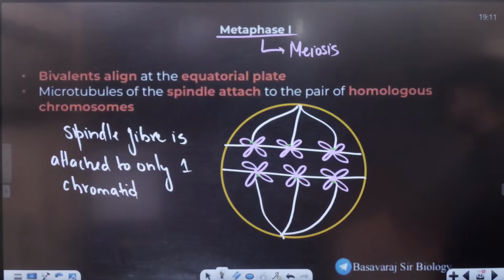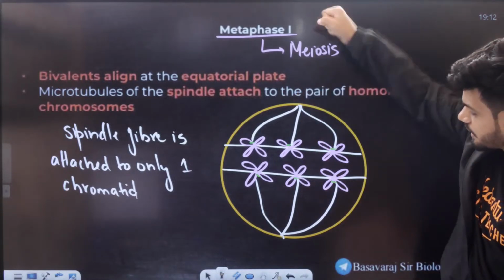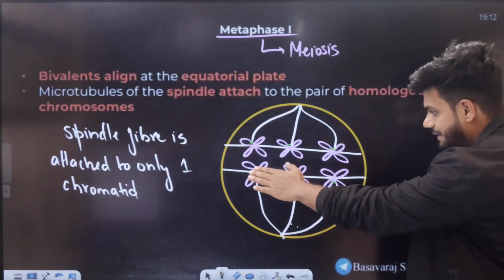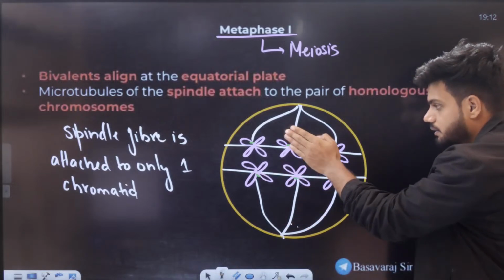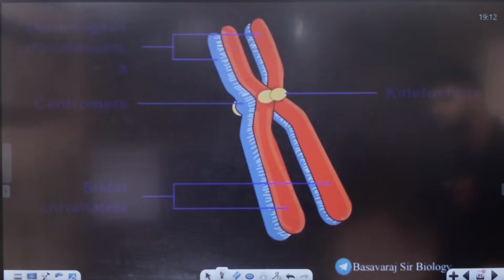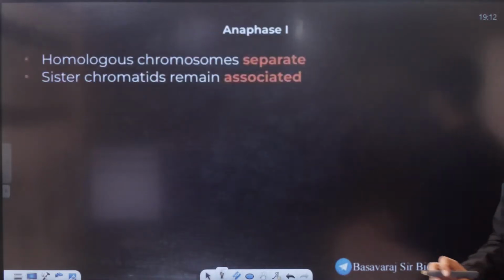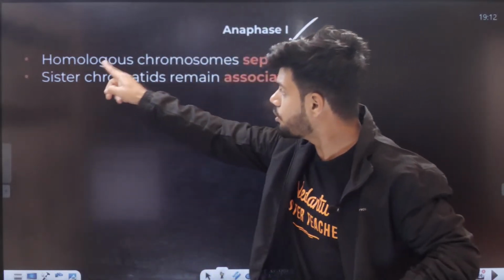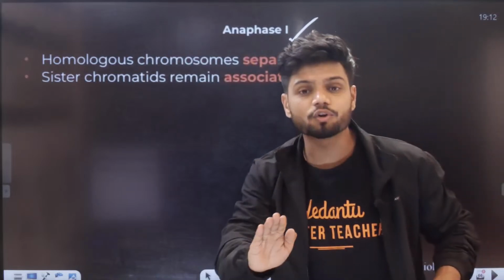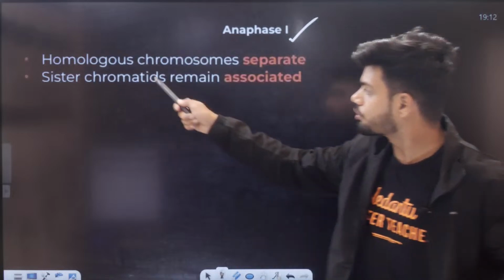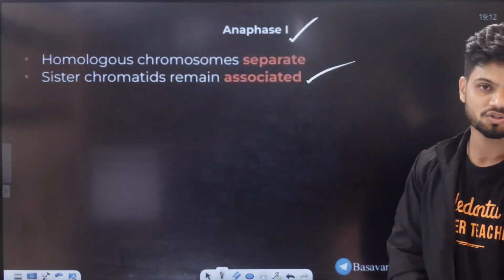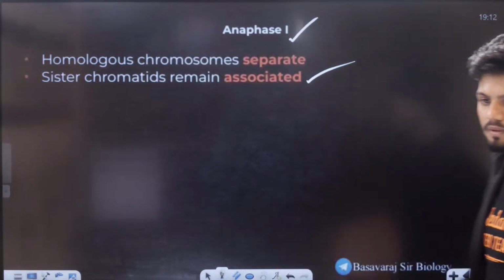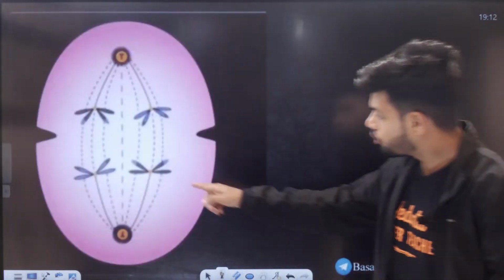Now students, tell me logically, if I pull from this side and if I pull from this side, will the centromere split? Obviously not. This entire homologous chromosome will come down. This entire set will go up. All of you know. That is what is happening in the case of anaphase. In anaphase 1, homologous chromosomes separate. So the centromere is not splitting. Sister chromatids remain attached to each other. There is separation of homologous chromosomes. That's all. Okay. See, homologous chromosomes separated.